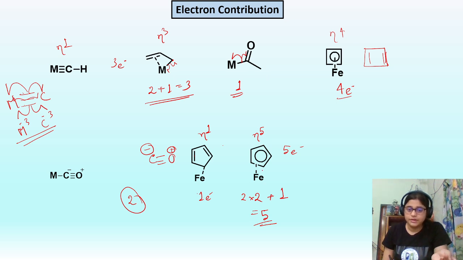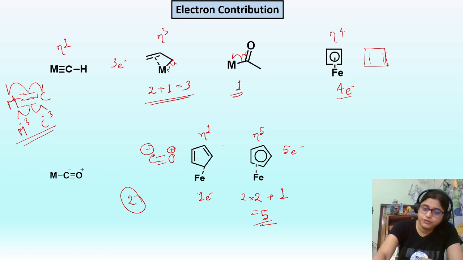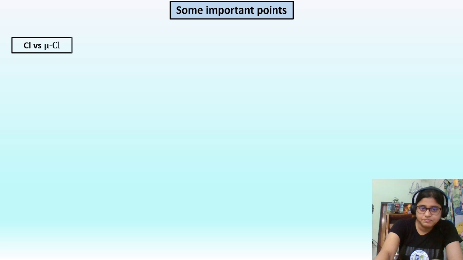So 5 carbons are there. If you think about homolytical cleavage, it will be also 5 electrons. And if you think about that these 2 pi's are donating, and here let's say metal is attached through sigma, so you can think about that also. So in both ways 5 electrons will be there.